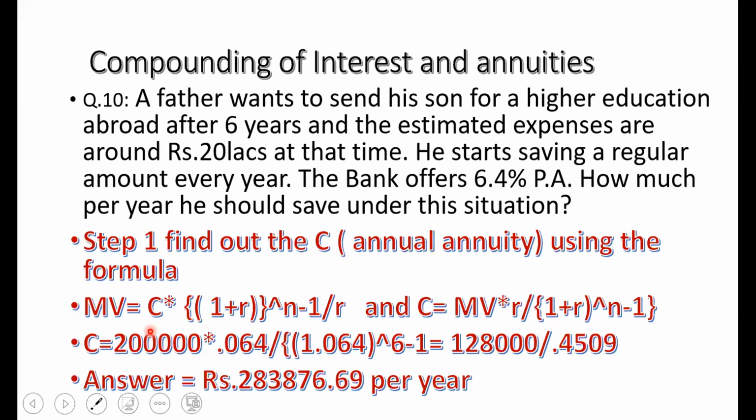How many of you understood? Same formula, but there you calculated MV. Here you are calculating C. C means cash flows, or the regular amount which you are going to deposit. Formula never forget. Agreed, Abbas? Here minus 1. That is why 0.4509. If you divide, you will get this.